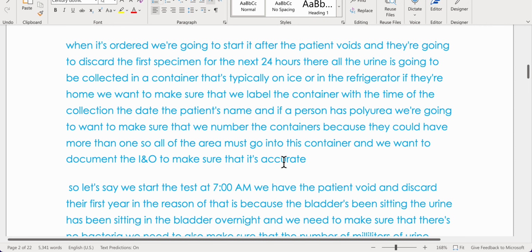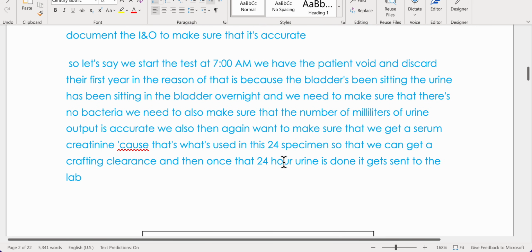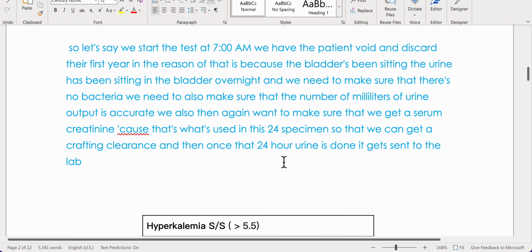So all of the urine must go into this container, and we want to document the INO to make sure that it's accurate. So let's say we start the test at 7 a.m. We have the patient void and discard their first urine. The reason for that is because the urine has been sitting in the bladder.